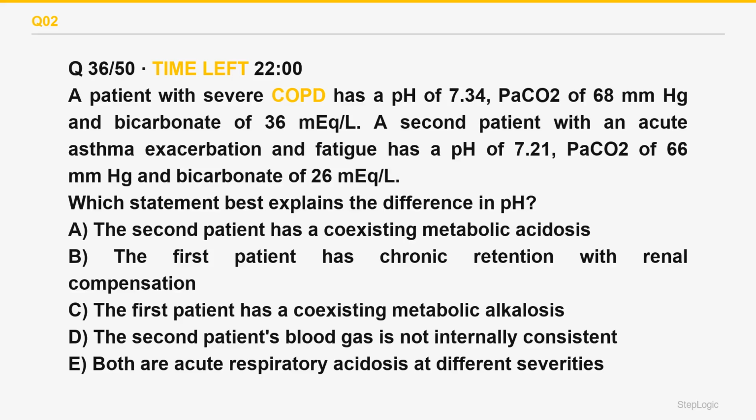Which statement best explains the difference in pH? A patient with severe COPD has a pH of 7.34, PaCO2 of 68 millimeters of mercury, and bicarbonate of 36 milliequivalents per liter. A second patient with an acute asthma exacerbation and fatigue has a pH of 7.21, PaCO2 of 66 millimeters of mercury, and bicarbonate of 26 milliequivalents per liter. Read the command. What explains the pH difference? Two patients have nearly identical carbon dioxide levels and very different pH values because compensation takes time.